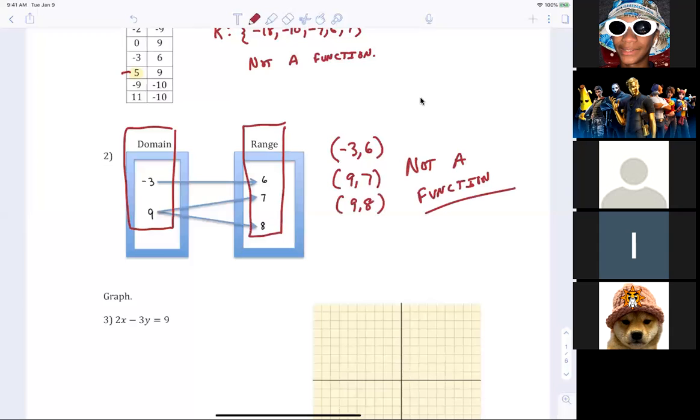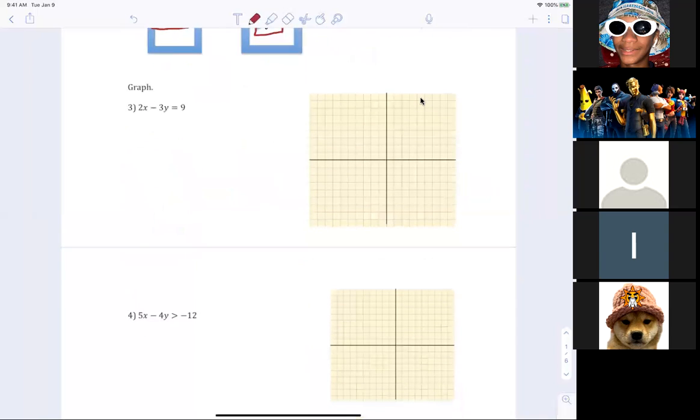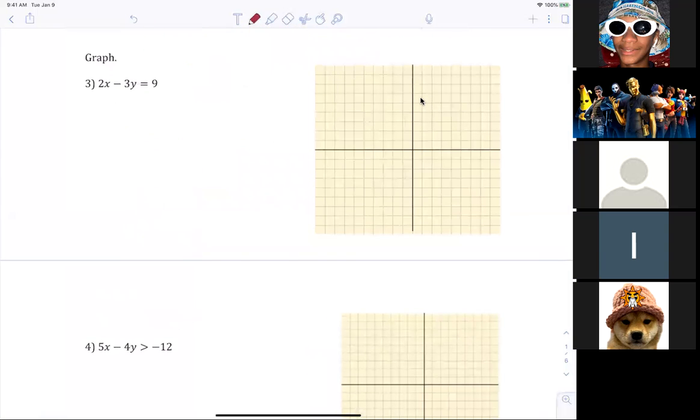All right, is everybody okay with that? Any questions? All right, let's check out graphing. We've graphed this line a million times, so let's do it one more time.